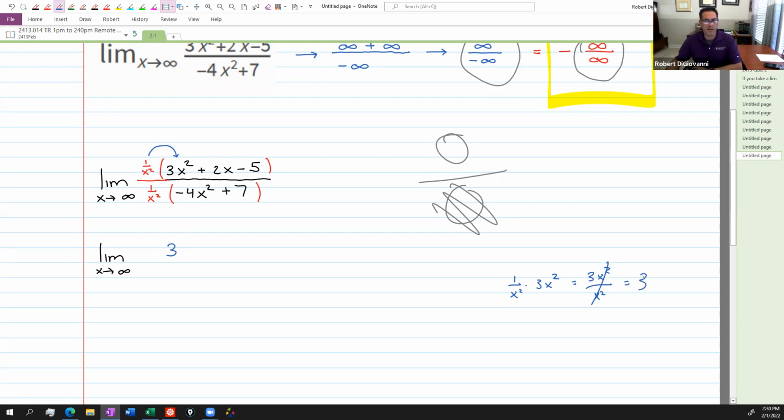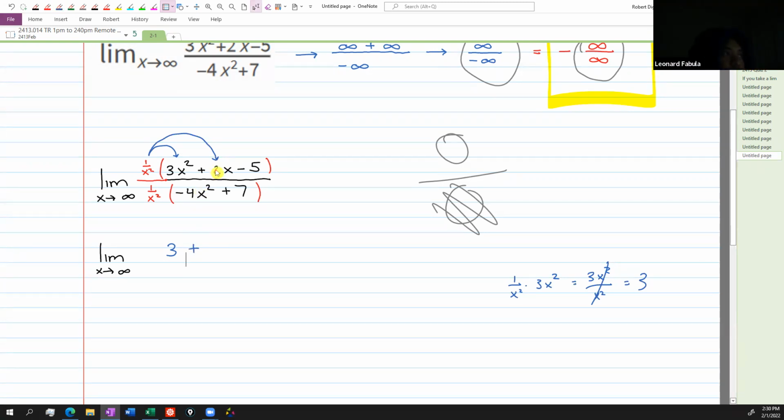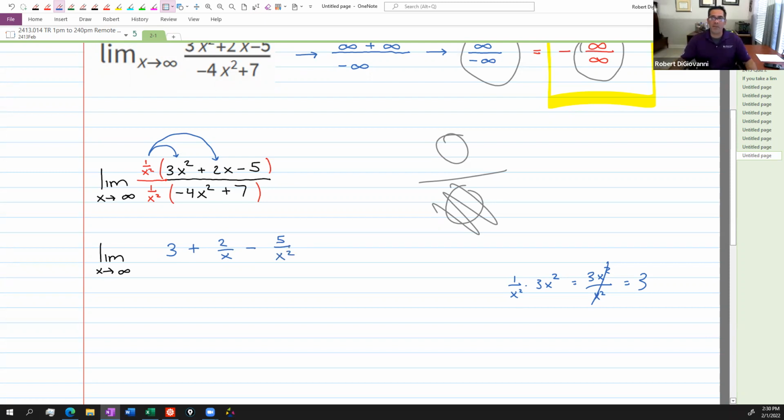Now, when you do the second one like this, same story, but all of the x's don't go away this time, right? So you have a plus, this x goes away on top, and on the bottom only one of the x's goes away. So you're left with what? 2/x. Good. And then minus, now the last one, 5/x². Everyone clear on that? That's what happened up top?